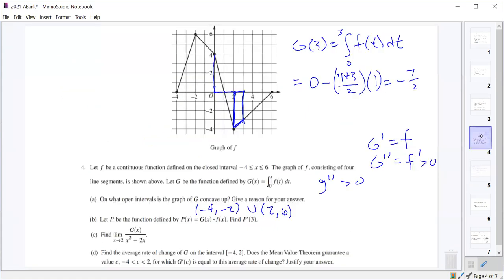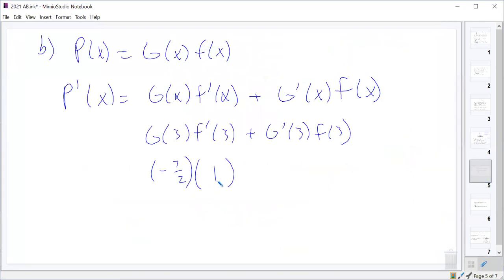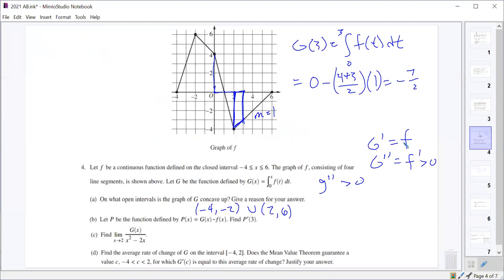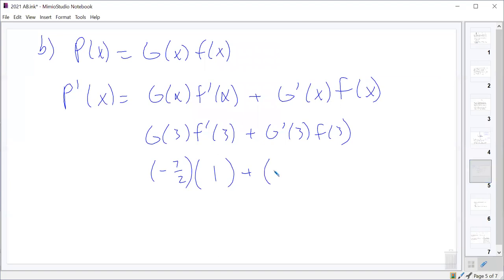F prime of 3. F prime is the slope of f. And at 3, that slope appears to be 1. That should be 1. And then now we need g prime of 3 and we need f of 3. Well, g prime is f. So g prime of 3 is actually the same thing as f of 3. So really, we've just got f of 3 times f of 3. F of 3 is negative.